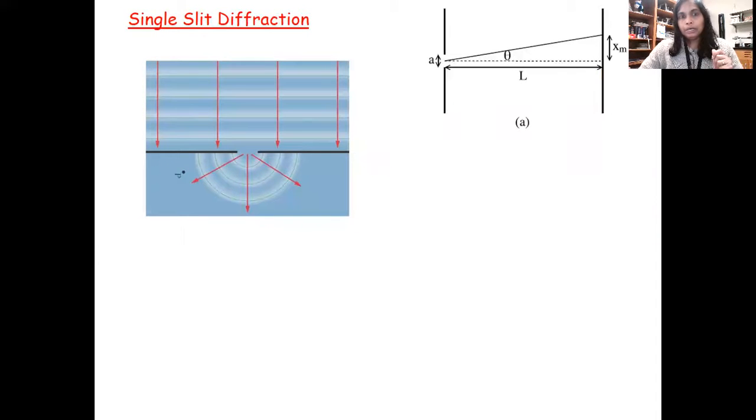All right, so diffraction happens due to the wave quality of light. Light has a dual nature. Sometimes it behaves like a particle, sometimes it behaves like a wave. So when you talk about diffraction, it's about light behaving like a wave.